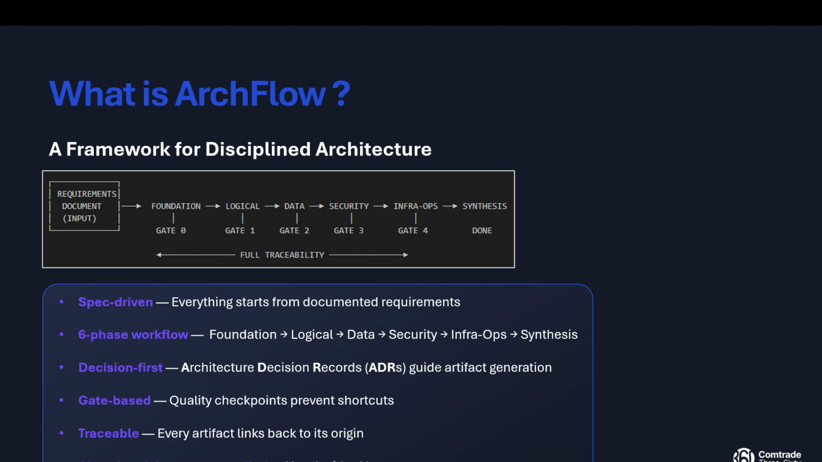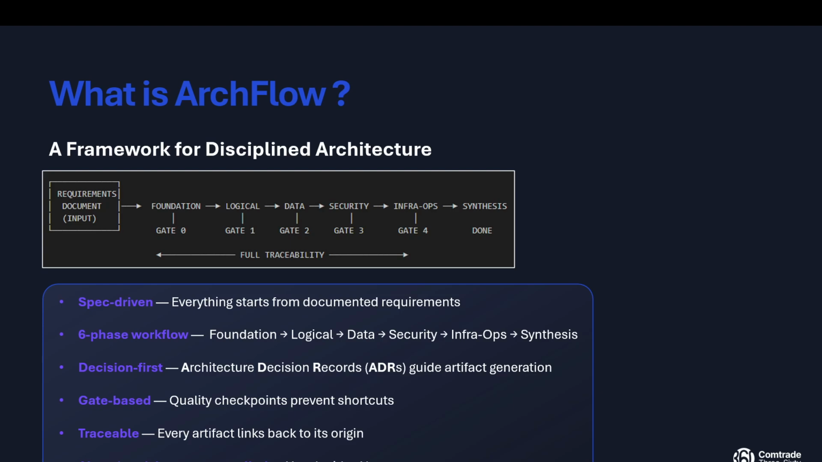Then you move through 4 design phases. First is the logical phase, where you define your components and system boundaries. Next is the data phase, where you design your entities, APIs, and events. Followed by the security phase, where you define threats and controls. And lastly, the infra ops phase, which covers your deployment architecture and operational concerns. And finally, the synthesis phase pulls everything together into a final deliverable.